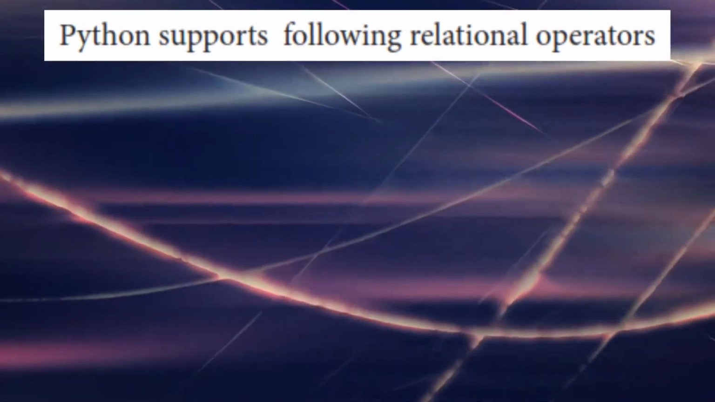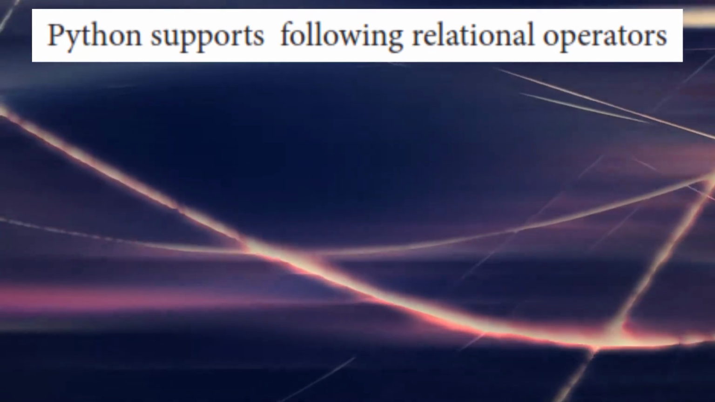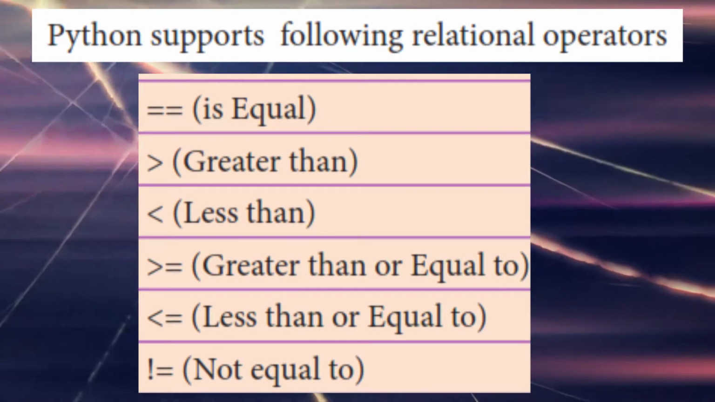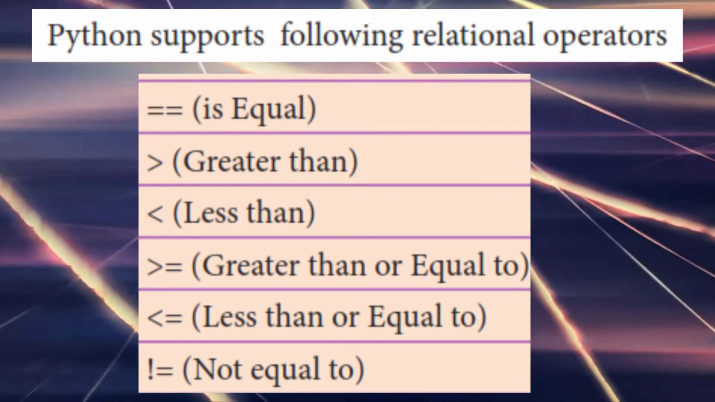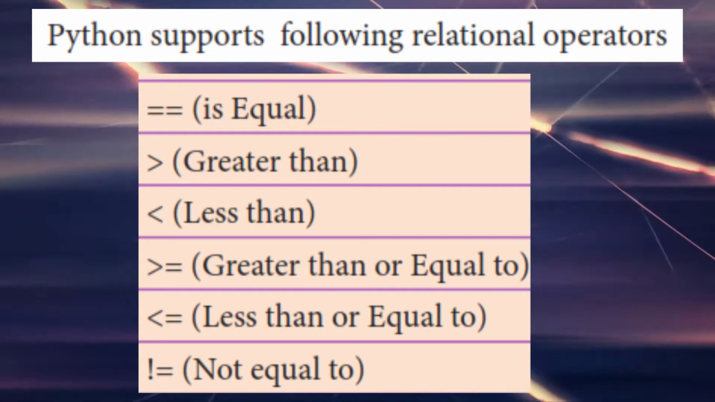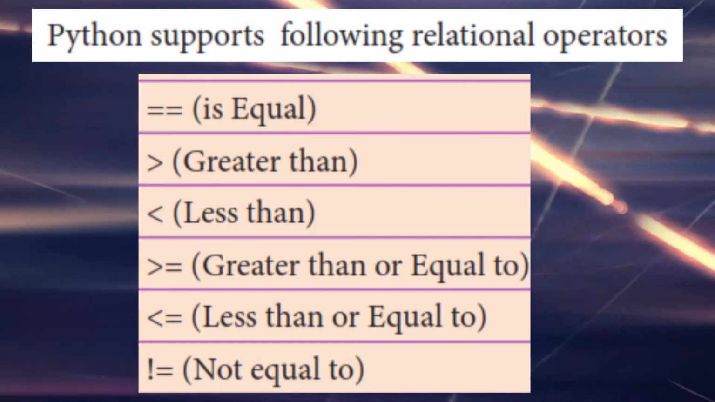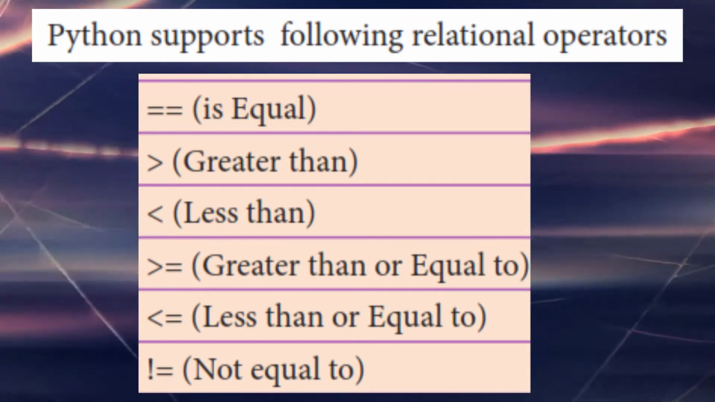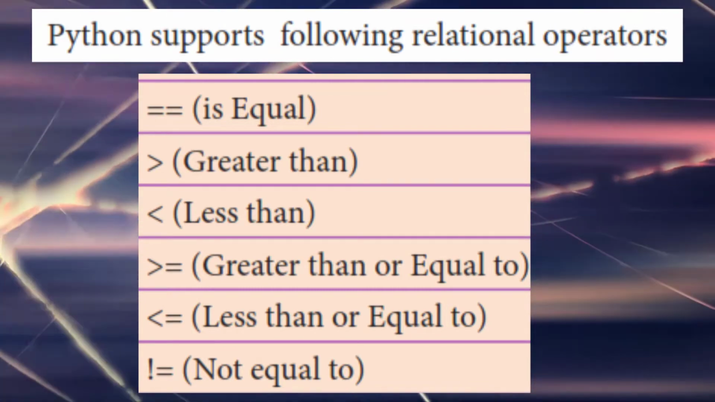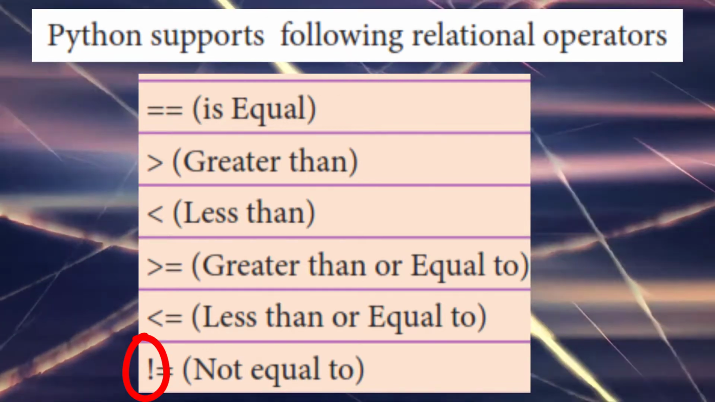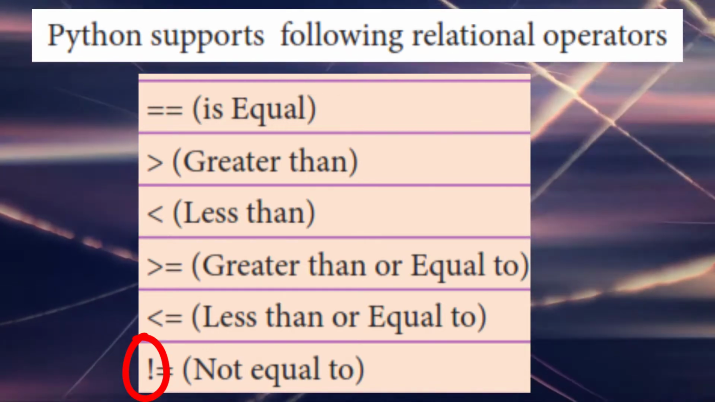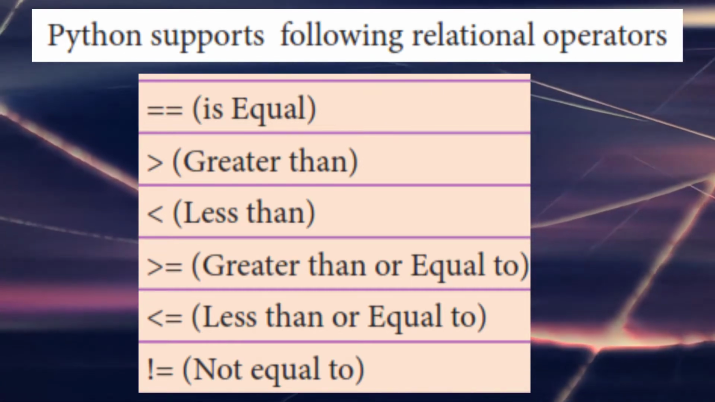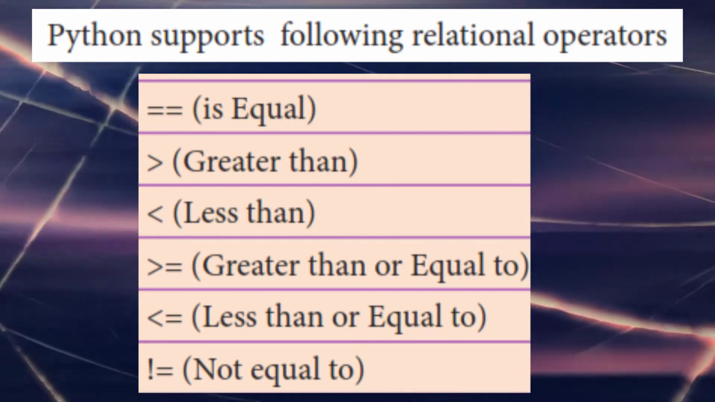Python supports the following relational operators. Equal to, that is double equal to, is used to check whether the two numbers or the values stored in variables are equal or not. Then greater than symbol, less than, greater than or equal to, less than or equal to, and for not equal to we use an exclamation mark and equal to, which means when we want to check that the values stored in variables are not equal, then we use this symbol. So these are the symbols used for relational operators.